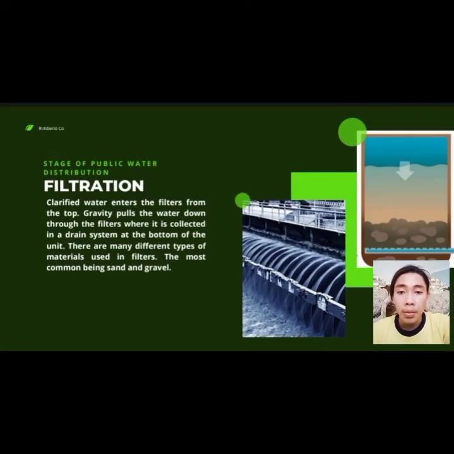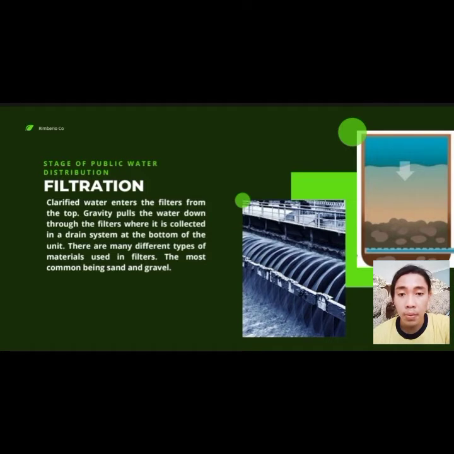Filtration. Clarified water enters the filter from the top. Gravity pulls the water down through the filters where it is collected in a drain system at the bottom. There are many different types of materials used as media in filters, the most common being sand and gravel.